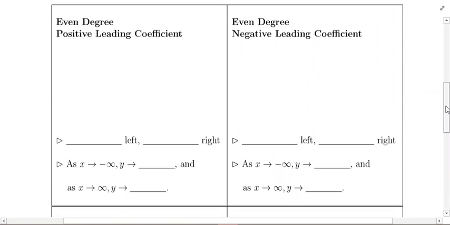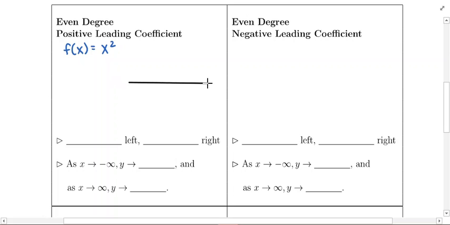So let's start with the top row of boxes, the box on the left. Let's start looking at even degree with a positive leading coefficient. This is how I want you to remember it. If you have a polynomial of even degree with a positive leading coefficient, compare it to the simplest polynomial of even degree with a positive leading coefficient that you can think of. The simplest one is f of x equals x squared. That's familiar to us. It's a parabola.